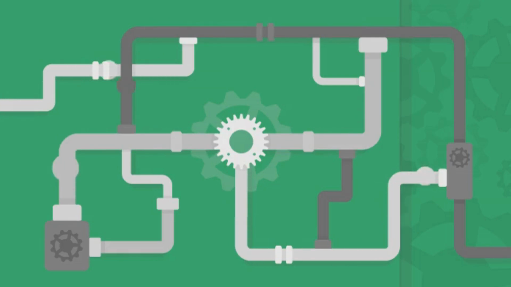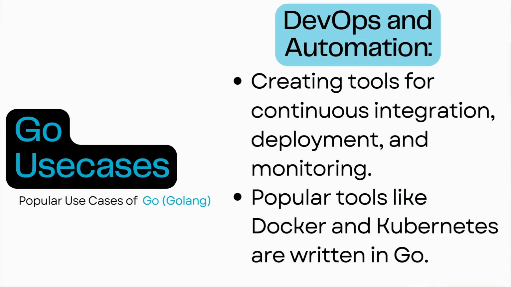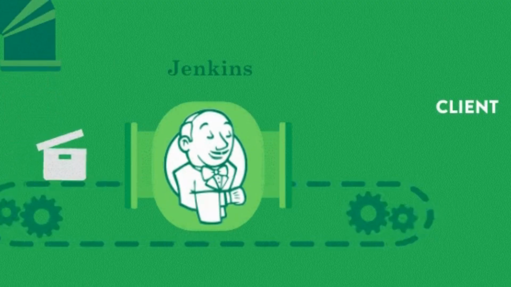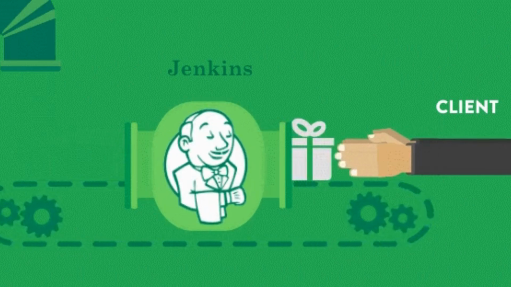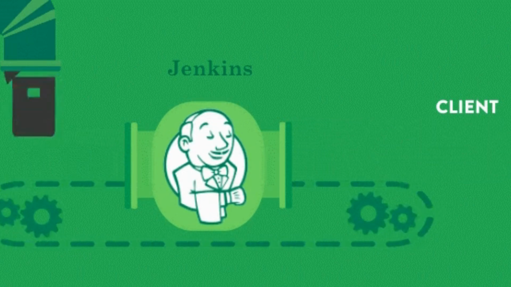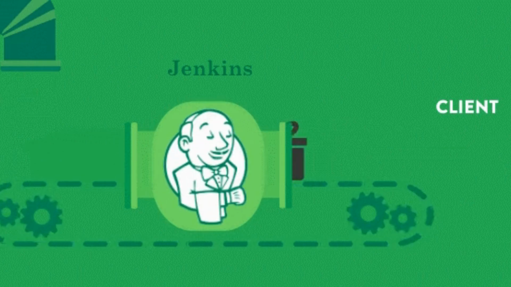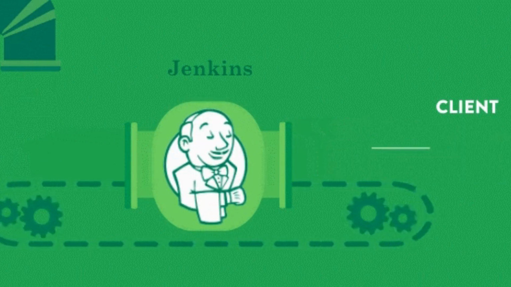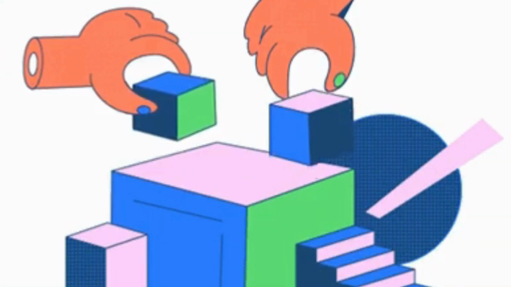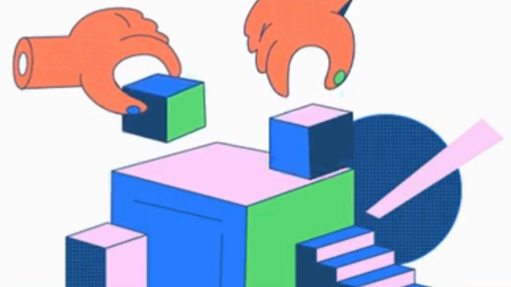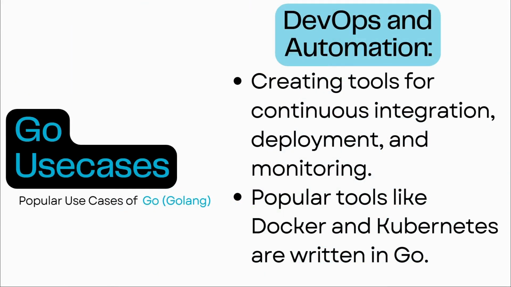This is a practice where developers frequently integrate their code changes into a shared repository, ideally several times a day. Each integration is automatically verified by running tests to detect errors as early as possible. Whereas continuous deployment is an extension of continuous integration. It involves automatically deploying every code change that passes these automated tests to a production environment. This ensures that the software is always in a deployable state.